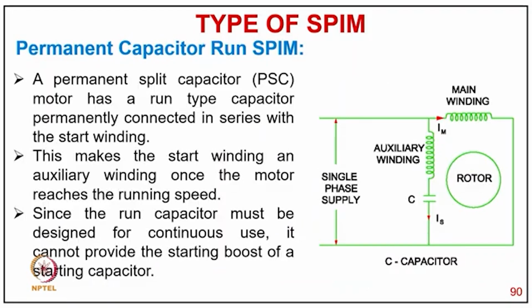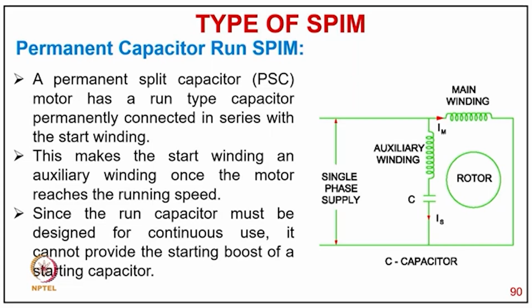So another is a permanent capacitor run motor. In many applications like fans, we use the capacitor permanently in the circuit of the auxiliary winding. There is no centrifugal switch, because in those cases we design this capacitor only for the running condition to give optimum performance under full running condition. But this capacitor is reasonably enough for providing some starting torque, which may be more than enough for some applications like a ceiling fan.